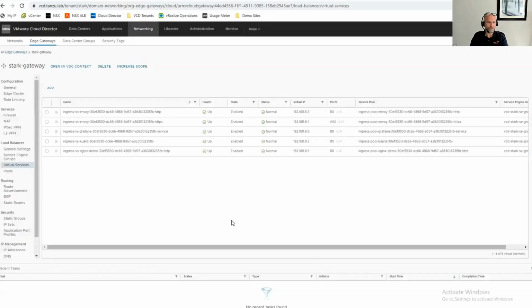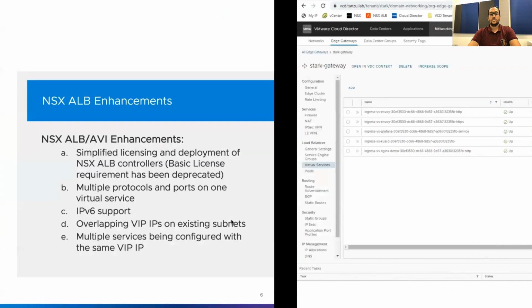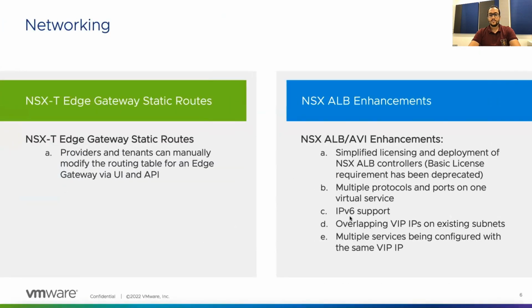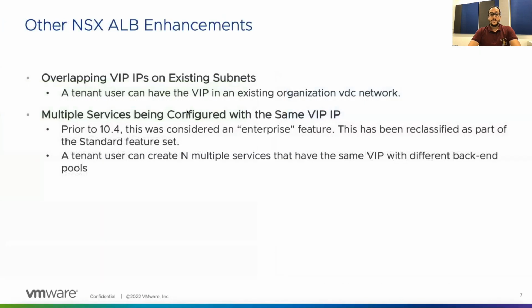Yeah, that's nice. So these are some of the NSX ALB enhancements with VCD, which are the major ones, I would say. And to talk about a few more, which is overlapping VIP IP on existing subnets. This was not possible before, and now it means that a tenant user can have a VIP in the existing organization VDC network subnet. It was not the case before, so that's possible.